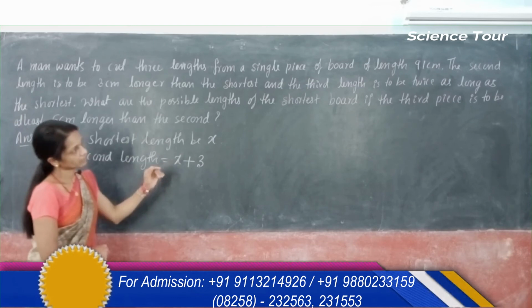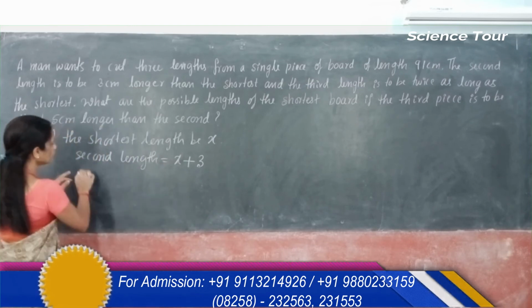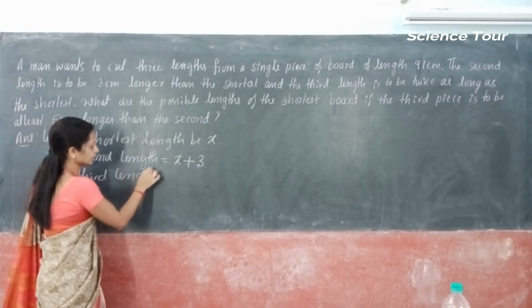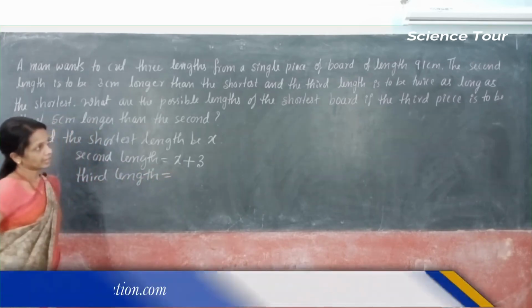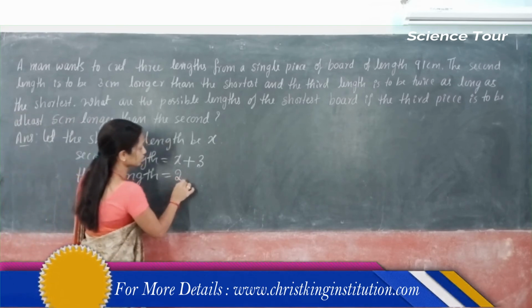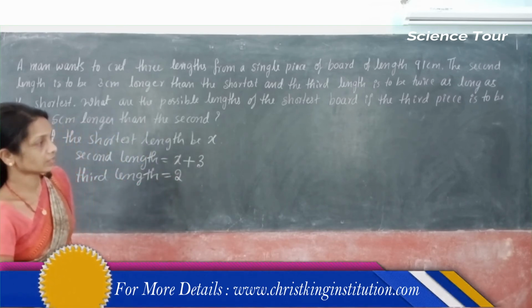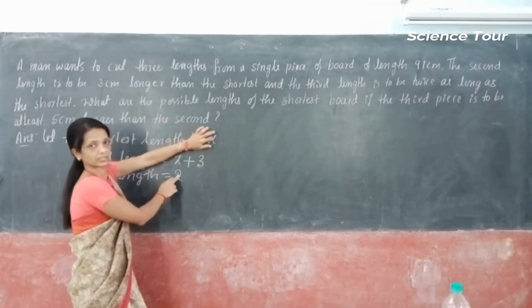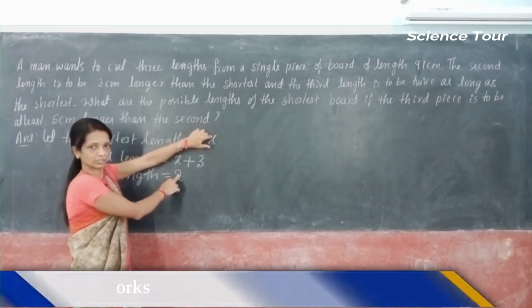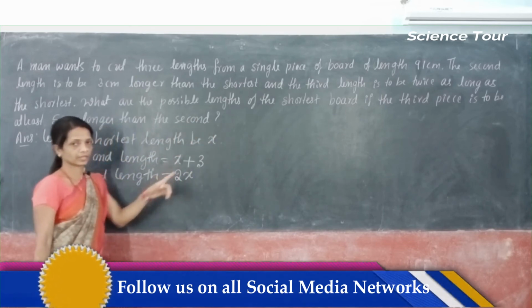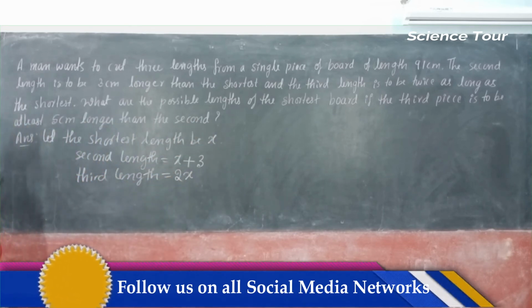And the third length, how should it be? The third length is to be twice as long as the shortest. Twice means 2 times. Twice as long as the shortest, where we take the shortest as x, means 2x. That is the third length.